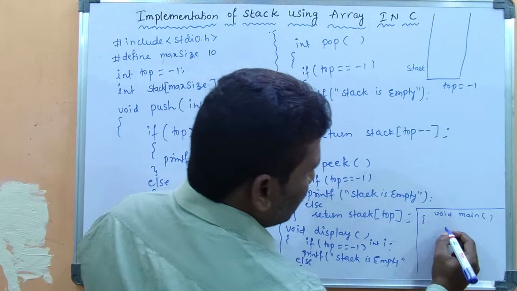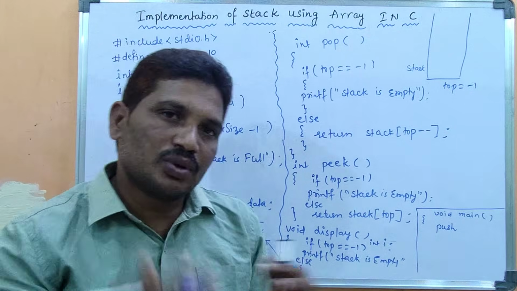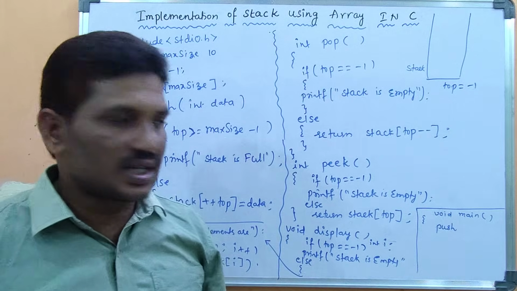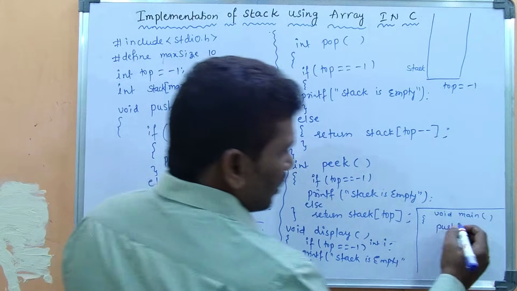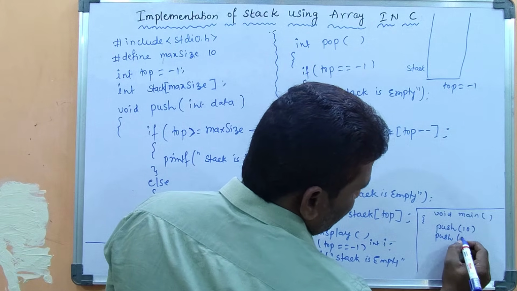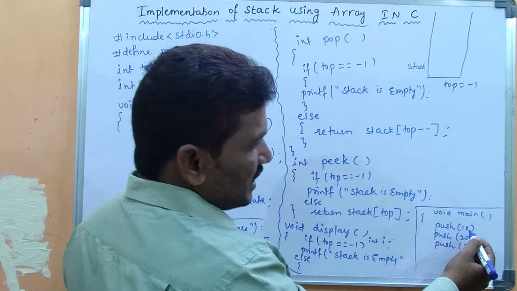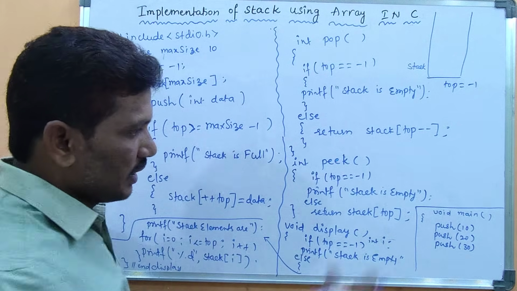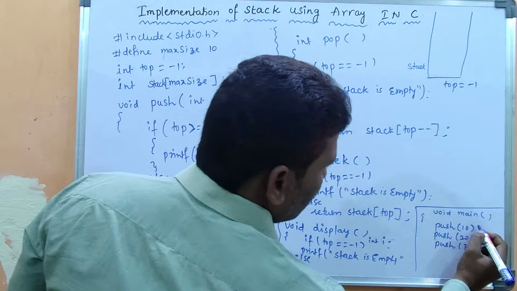Then I want to call the push operations. Or else, to insert a number of times, you can use a do while loop, and inside it a switch case. Because I don't have space on the board, I am writing simple code. Suppose push of 10, push of 20, push 30. First of all I want to write push 10, then a semicolon.